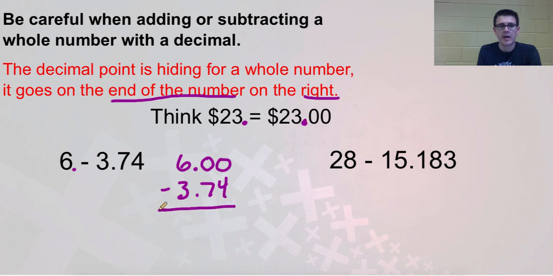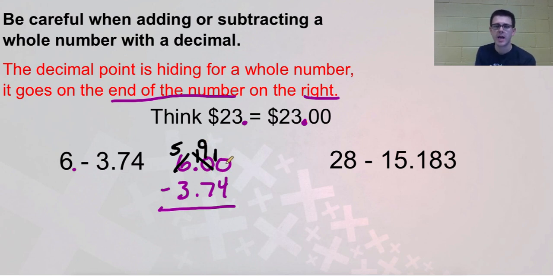So I'm still lining it up so that decimal point lines up nicely. I can't do 0 minus 4, and I can't borrow from here, so I'm going to come over here and borrow from my 5 and make this a 10. And I'm going to borrow from the 10, which turns to a 9, so I can make this one into a 10. It's all about that place value.